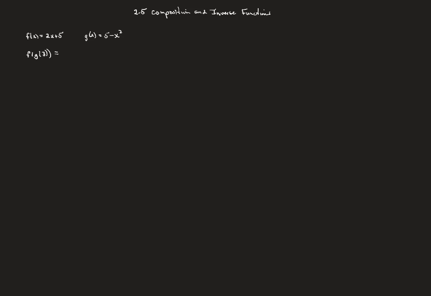So f of g of 3 means we're first going to plug 3 into g. And so that means that g of 3 is going to be 5 minus 3 squared, which is 5 minus 9, which is negative 4. So that goes into our function f, and we're going to evaluate negative 4. And so that will be 2 times negative 4 plus 5. So it looks like negative 8 plus 5, which is negative 3. So f of g of 3 is negative 3.